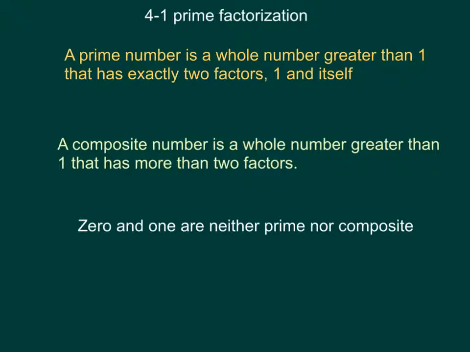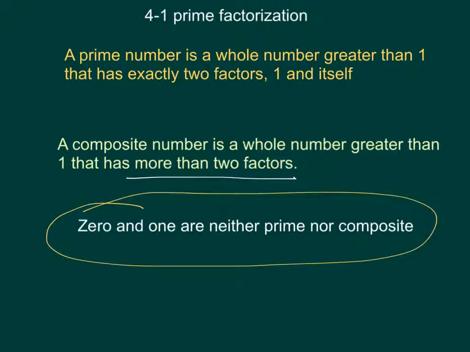4-1, prime factorization. A prime number is a whole number greater than 1 that has exactly 2 factors, 1 and itself. A composite number is a whole number greater than 1 that has more than 2 factors. 0 and 1 are neither prime nor composite.